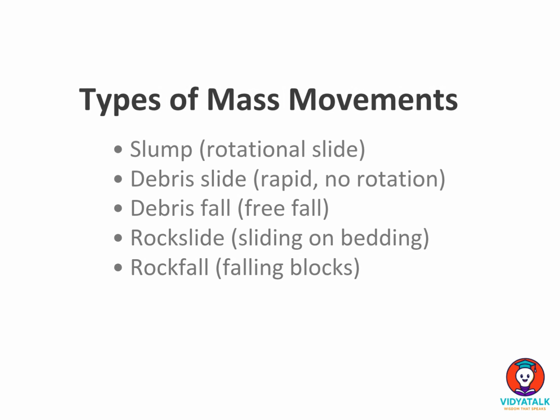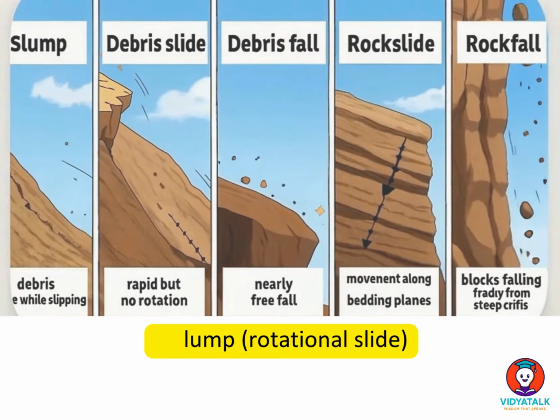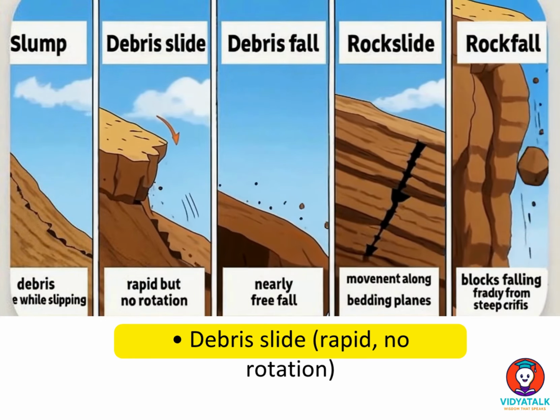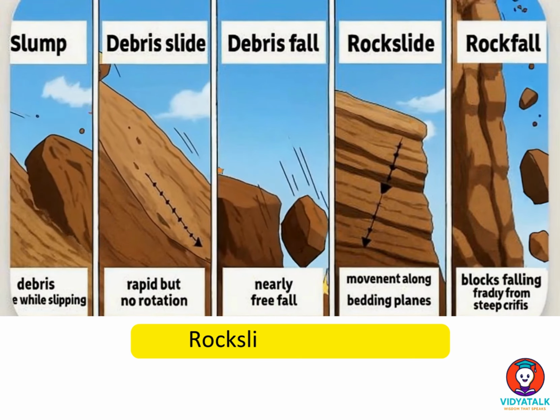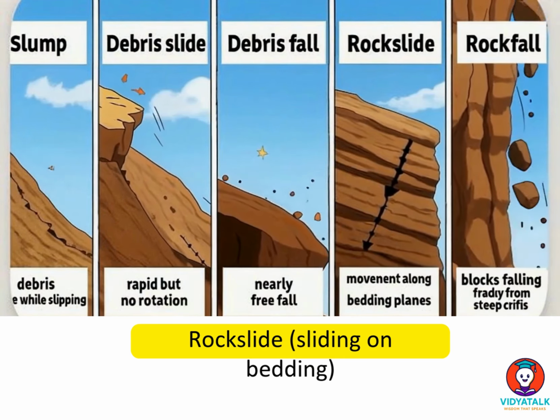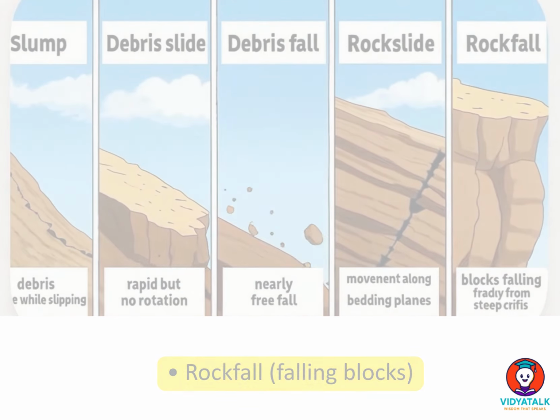Types of mass movements. Examples: slump. Debris rotates while slipping. Debris slide, rapid but no rotation. Debris fall, nearly free fall. Rock slide, movement along bedding planes. Rock fall, blocks falling freely from steep cliffs.